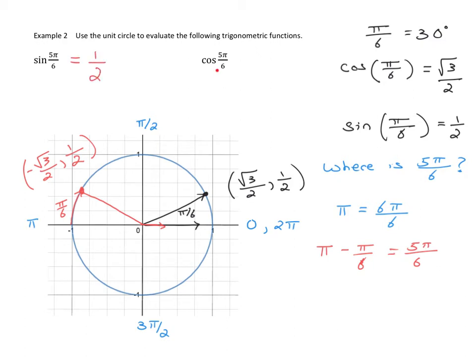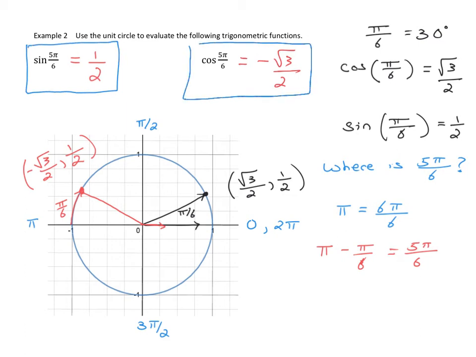Cosine of 5 pi over 6, well, it's the x coordinate of this point, which is the negative of this one because the x value had to move over here. So this is going to be negative root 3 over 2. This is how you can use symmetry and reference angles on the unit circle to take some previous knowledge to figure out values on trig functions for different angles.